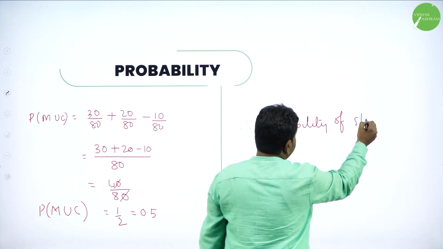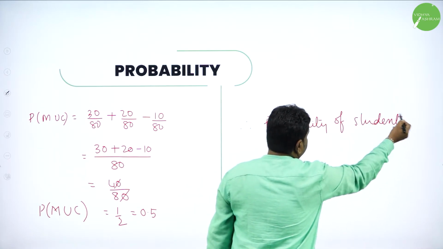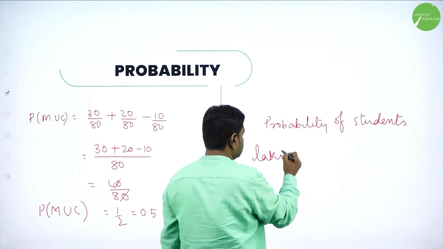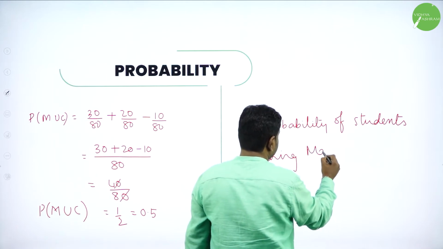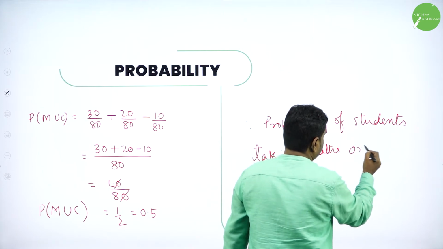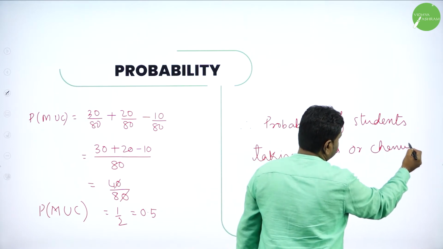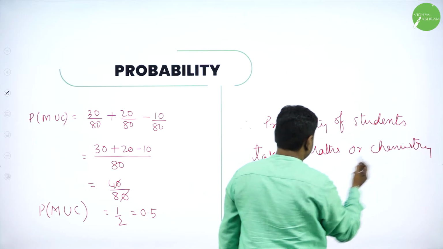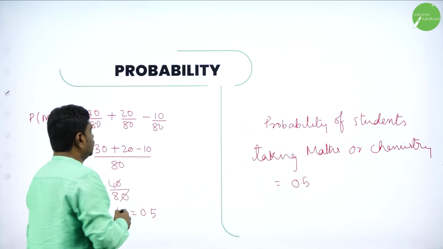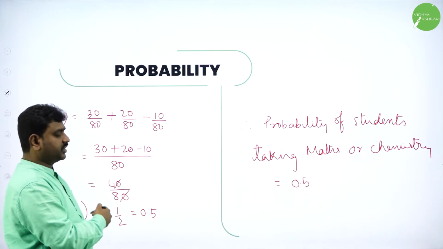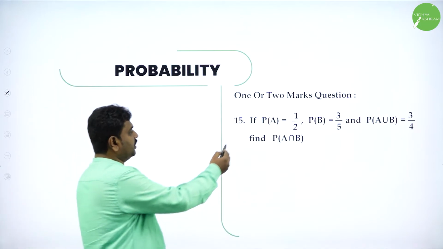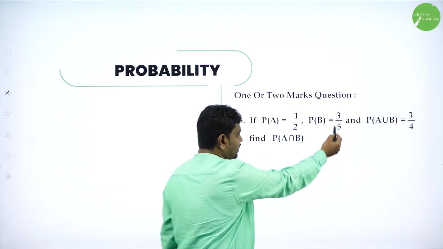of students taking maths or chemistry is equal to how much? 0.5 or 1 by 2. 30 plus 20, 50, 50 minus 10, 40, 40 by 80. 40 by 80 is what? 1 by 2.